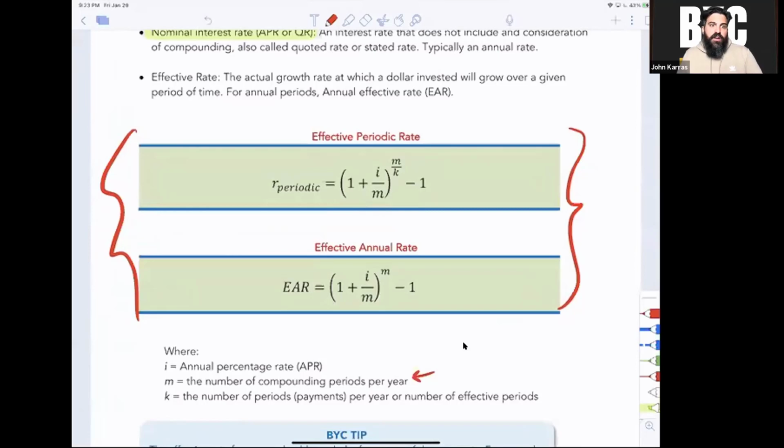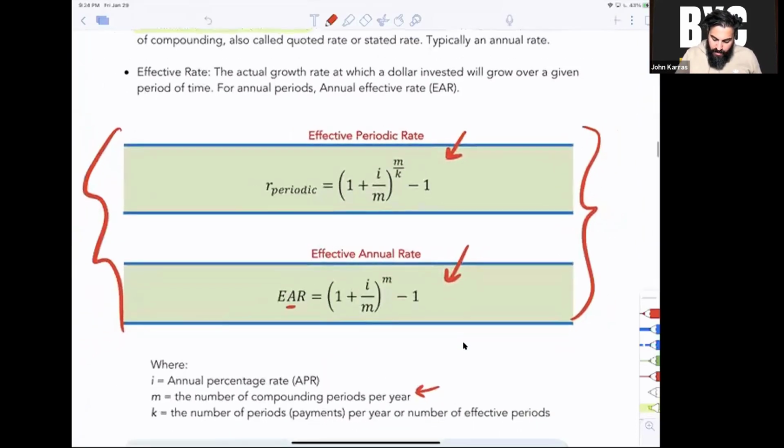The second formula is very specific. It's only used when we're trying to find an effective annual rate. Okay, so as you're reading through your questions, you read the question, you read the context, you say, oh, okay, for this question, I need an effective annual rate. You'll go ahead and use the second formula. Or, oh, I need a monthly rate. Okay, for that, I have to use the first formula. And we're going to do a few examples of that anyways.